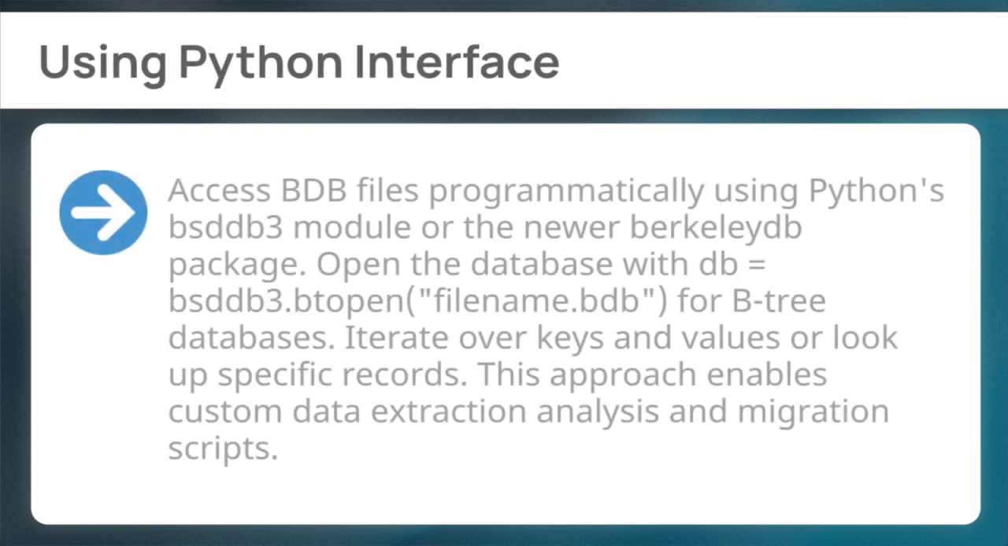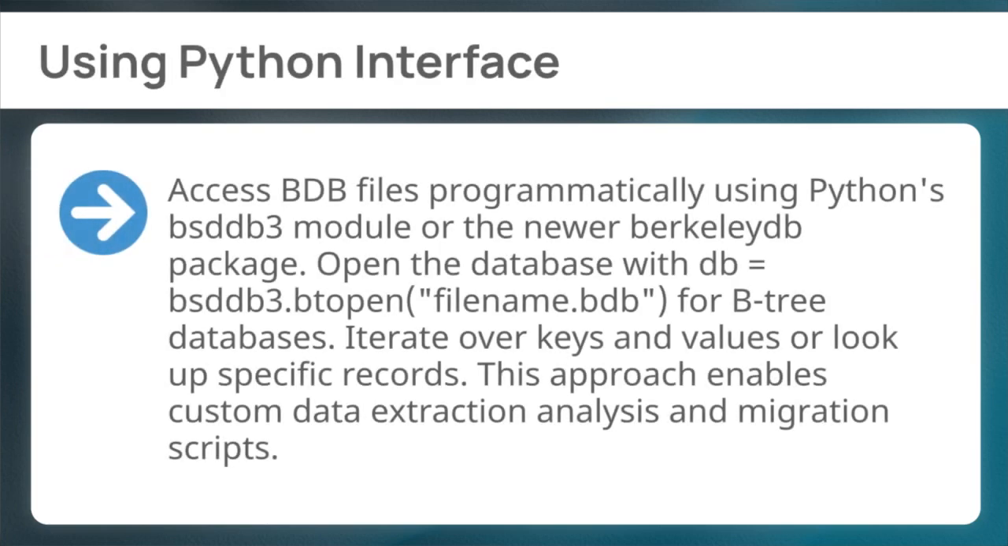Next, using the Python interface. Access BDB files programmatically using Python's bsddb3 module or the newer berkeleydb package. Open the database with bsddb3 db.DB open, filename.bdb for B-tree databases. Iterate over keys and values or look up specific records. This approach enables custom data extraction, analysis, and migration scripts.